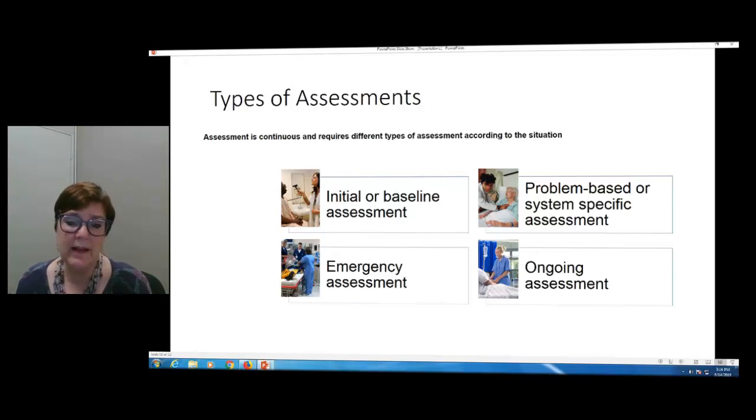An emergency assessment, I think, is self explanatory. It's assessments that we do in times of crisis, and that can be a physical emergency or a psychological emergency.